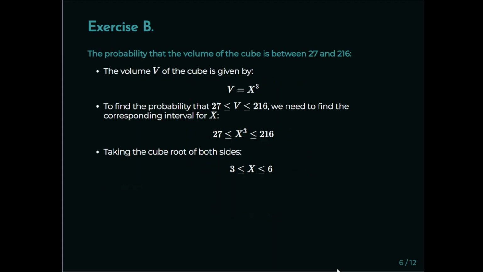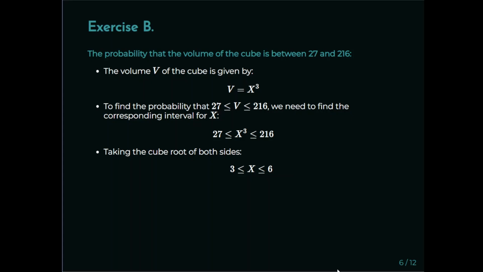Okay, moving on to the next one. This is a little bit more complicated, so we have to evolve our thinking a bit. The probability that the volume of the cube is between 27 and 216. The volume of the cube, v, is given by v equals x cubed. So to find the probability that 27 is less than or equal to v less than or equal to 216, which is to say the volume is between 27 and 216, we need to find the corresponding interval for x.